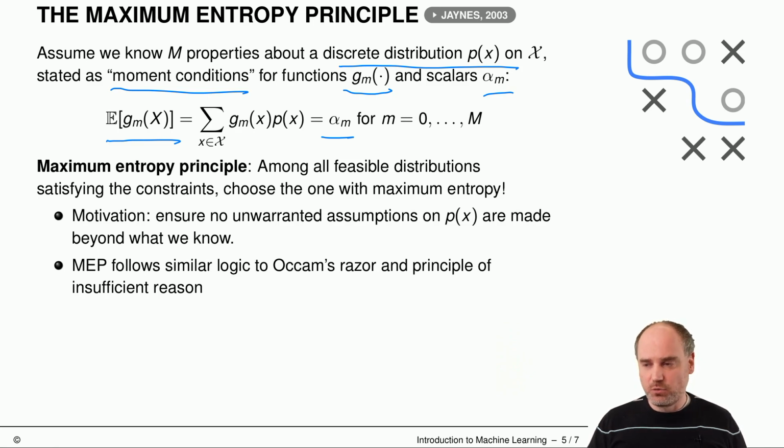So the idea is here to, of course, adhere to these constraints. And then among all feasible distributions that satisfy these constraints, we'll simply pick the one with maximum entropy. So the one with maximum uncertainty. Of course, the idea is to assume nothing else except for the given constraints. And then this maximum entropy principle basically follows a similar logic to Occam's razor, or this principle of insufficient reason. So I'll just pick the one thing that is most uncertain, but adheres to these given constraints.